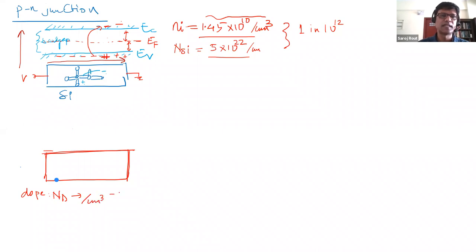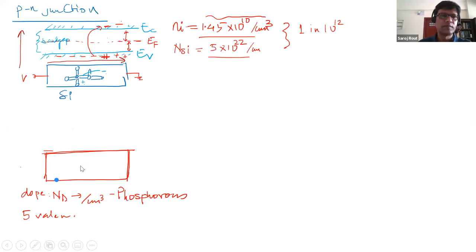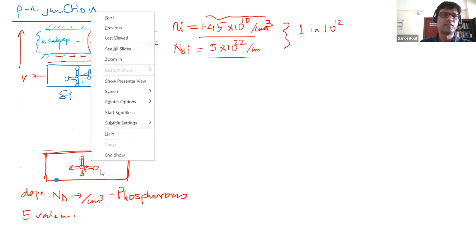So for example, I can take phosphorus, and that has 5 valence electrons, right? So if I have one phosphorus atom here, it'll bond with 4 silicon atoms, but then it'll leave one electron free to conduct.